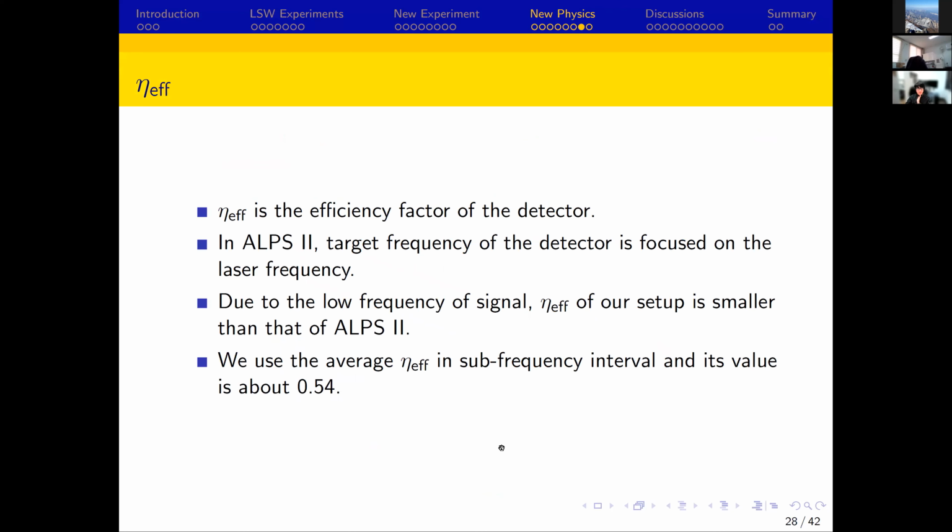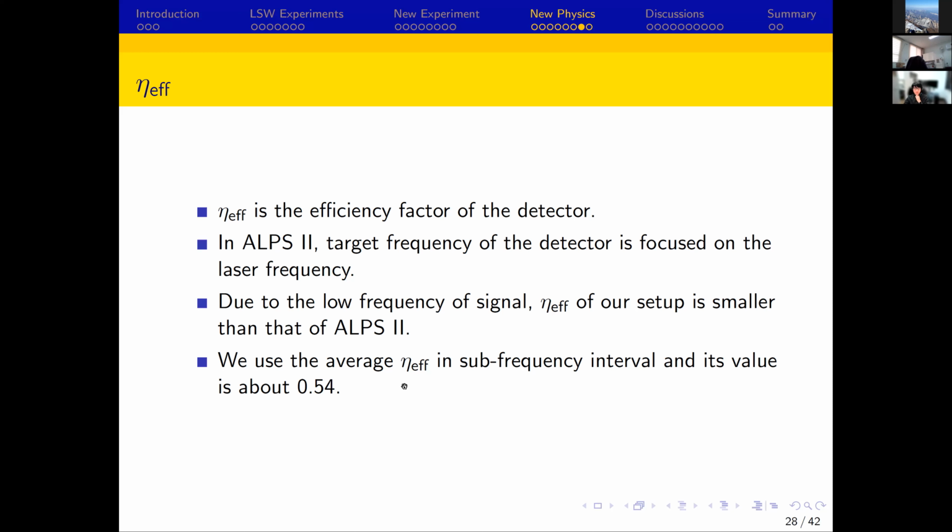Also, eta efficiency is the efficiency factor of the detector. In ALPS2 or other LSW experiments, the target frequency of the detector is focused on the laser frequency. So due to the low frequency of the signal, eta efficiency of our setup is smaller than that of ALPS2. We compute the average eta efficiency in the sub-frequency interval, and the value is about 0.54, about 54%. So it is small, but it still works. We use the same detector as ALPS2.